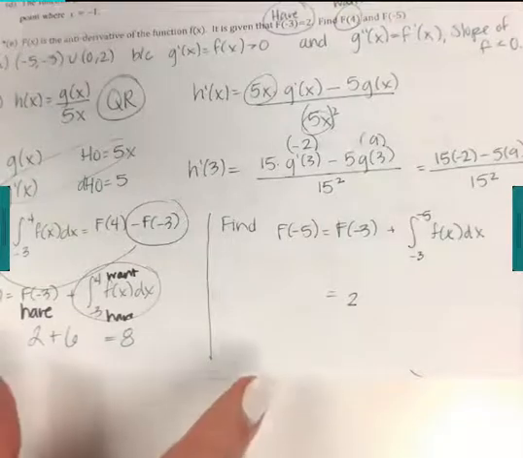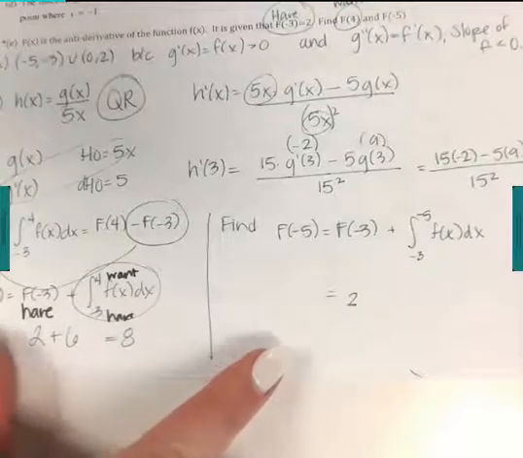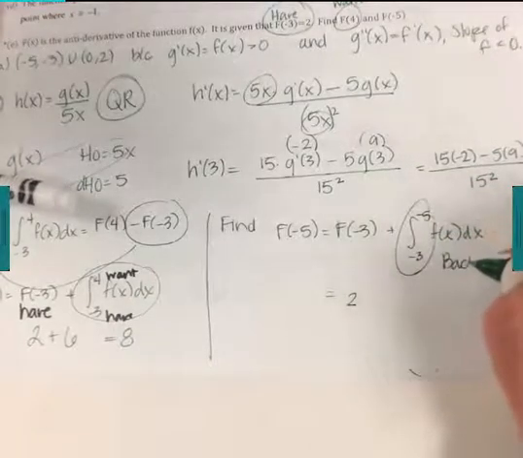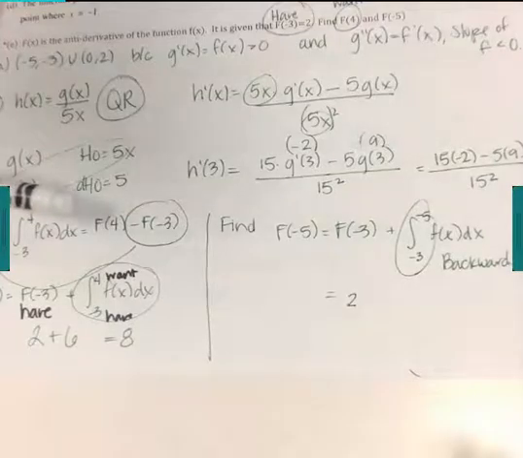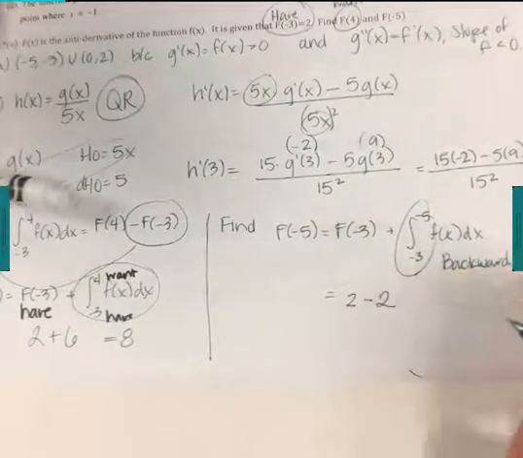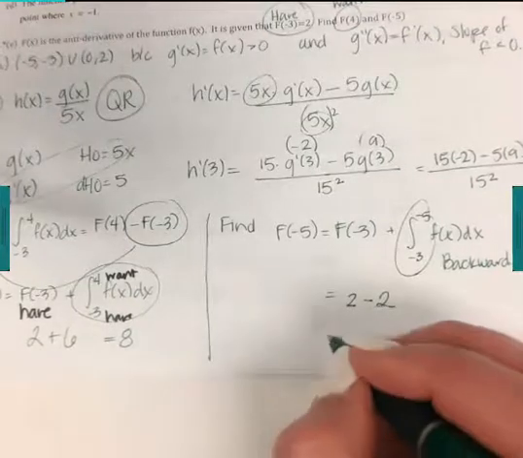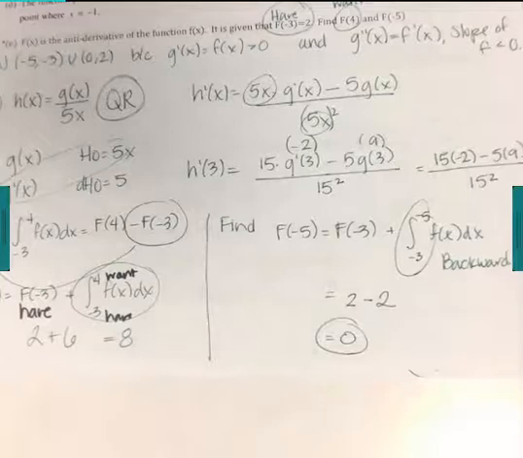Why is it negative if the area is above? It's reversed. Good job. That is backwards. So if you find the area on the graph, it's 2, but I have to count it as a negative 2, so it comes out to be 0. Got it?